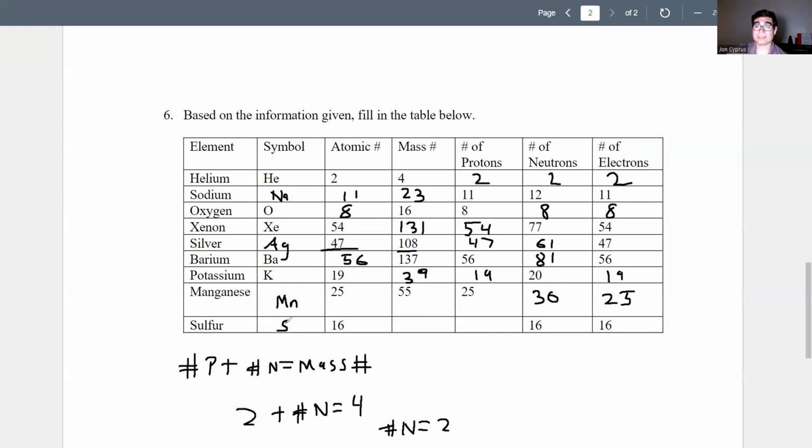Sulfur has the symbol S. You have to look at the periodic table for that. The number of protons is 16, and the mass is 32, 16 plus 16.